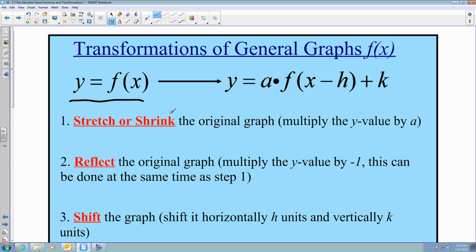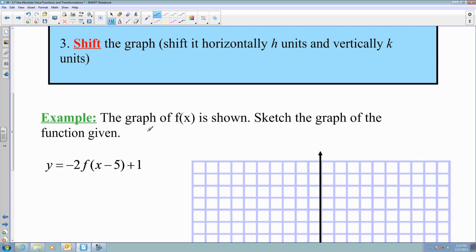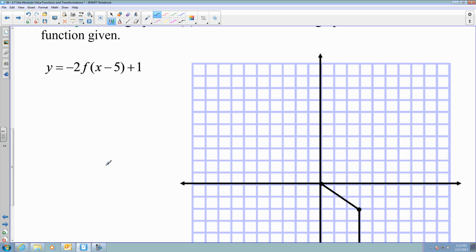So initially, what you're going to do is look at the stretch or shrink, which is represented by A. What you're going to do with this A is multiply the y value by A. So let's do that first. Let's look at this equation here. Our equation is going to be y equals negative 2 f of x minus 5 plus 1. So here our A equals negative 2.